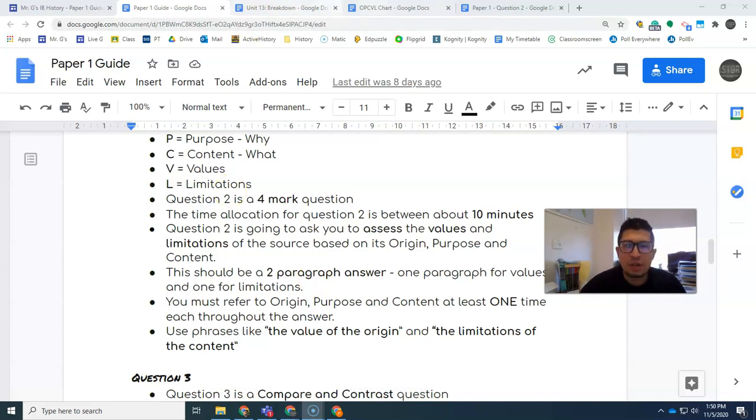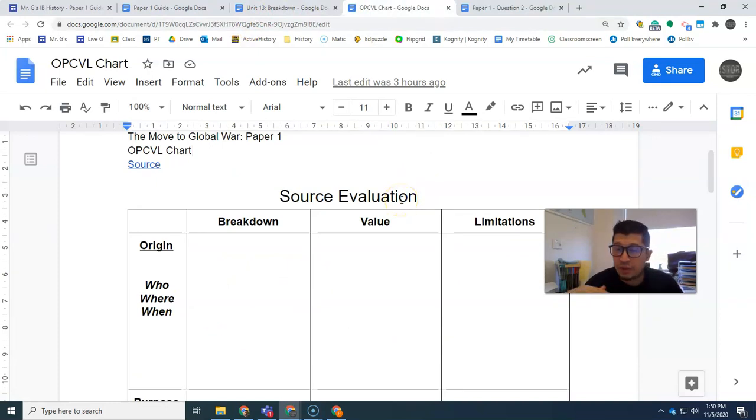Okay? I'm going to flip to this, which is going to be the first assignment that we do for origin, purpose, and content. This is the chart, the graphic organizer, right? So essentially you take your source and you start thinking about it like a grid. Value of the origin. Okay. This source is from Germany in 1930. It's a primary source. It's Hitler's own diary. This is valuable because it's incredibly valuable insight into the mind and the thinking of Hitler. Right? That's a value. That's valuable for a historian.